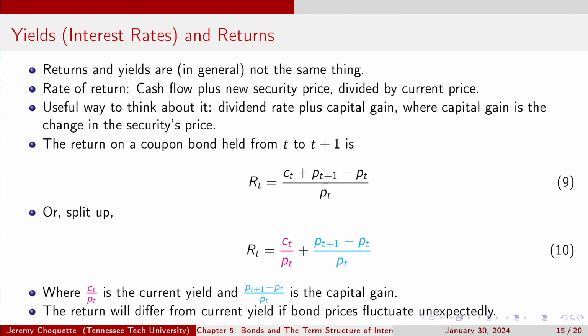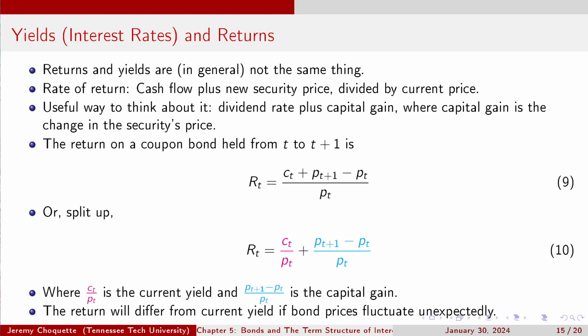Now, returns and yields, as I've said, in general, are not the same thing. The rate of return is the cash flow plus the new security price divided by the current price. A good way to think about it is the dividend rate plus capital gain, where the capital gain is the change in the security's price. The return on a coupon bond held from period T to T plus 1 would be R equals C, the cash flow, plus the new price minus the old price, over the old price.